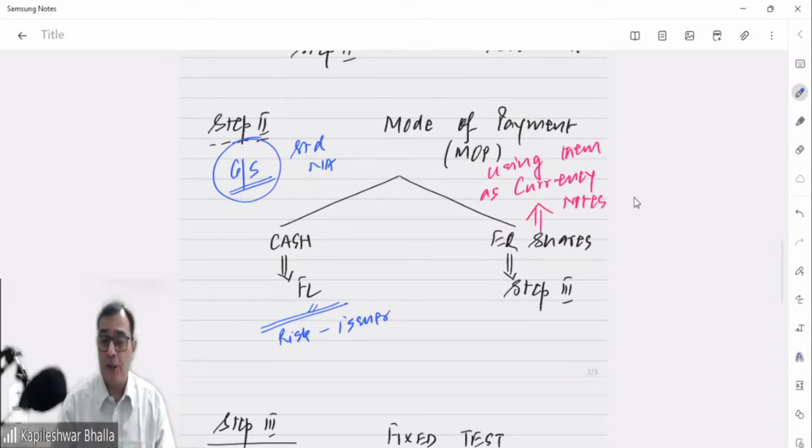In this particular case, if you're providing goods and services, you need to create a provision in the books of accounts, and you would technically apply Ind AS 37 in this case. I hope I've made myself clear.